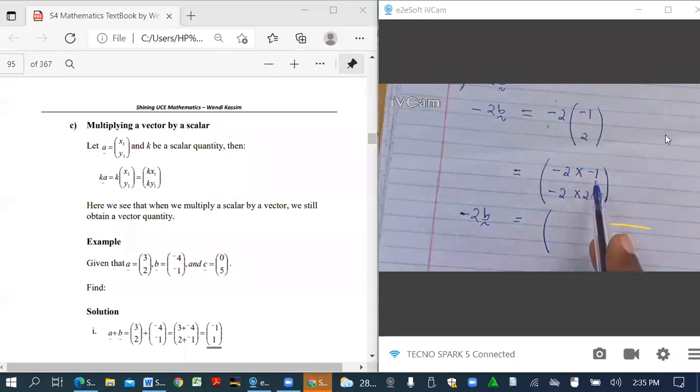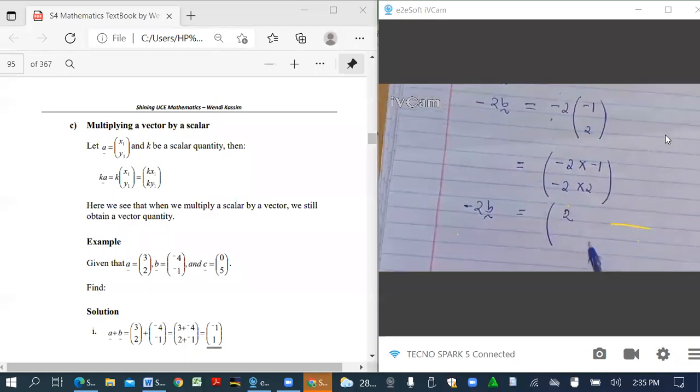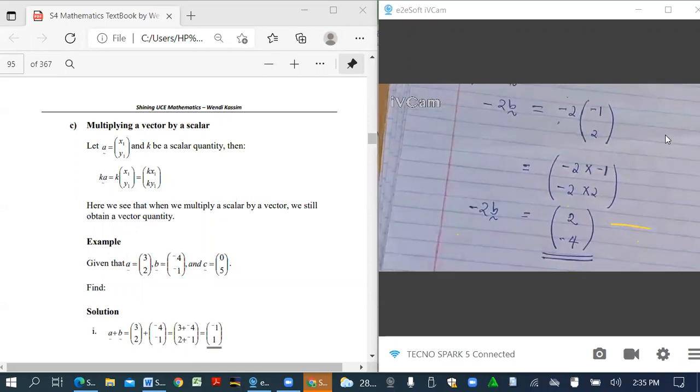Negative 2 times negative 2. We get 2 and? Negative 4. 2 and negative 4. Good. 2 and negative what? 4. Negative 4. Any questions so far?